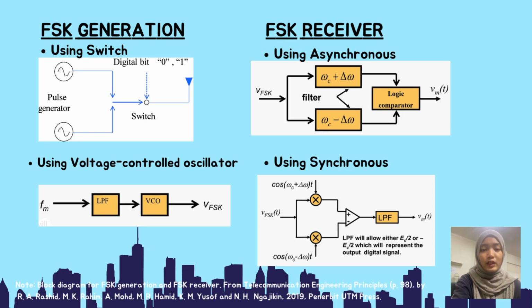First, the FSK receiver using the asynchronous demodulator concept uses filters tuned to two different frequencies. The filter with high output indicates either logic 1 or 0. The output of the logic comparator is called the information signal. Last but not least, the receiver or demodulator using FSK synchronous. The use of a low pass filter will allow the digital signal representing the desired signal to pass through it.